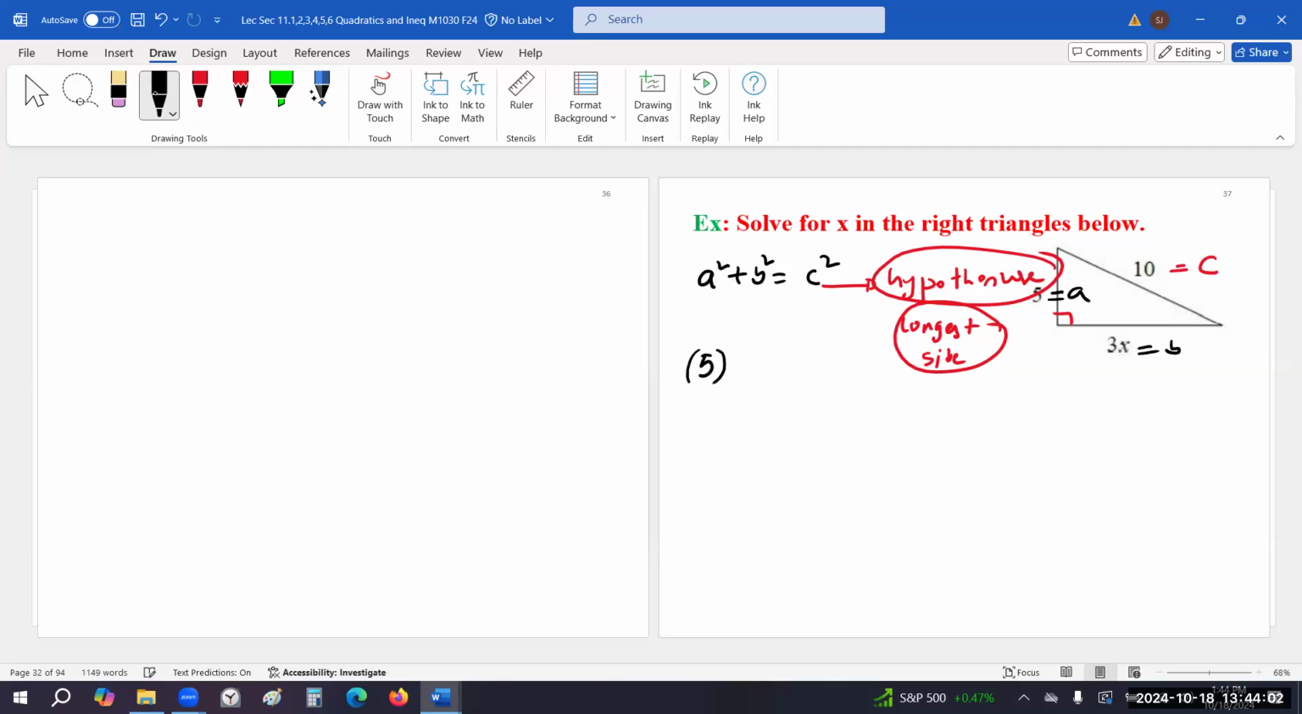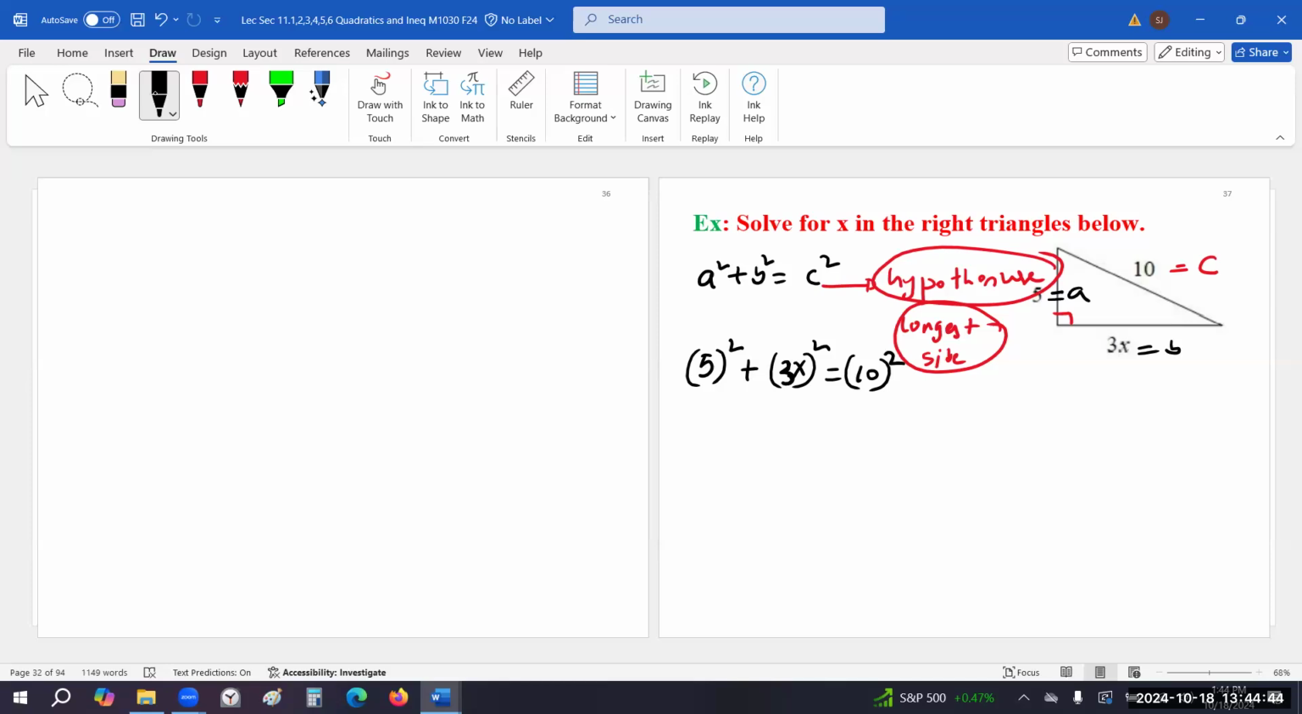So we have 5 squared plus 3x squared equals 10 squared. A squared plus B squared equals C squared. And observe, I actually use parentheses to replace all the x's, all the variables. 5 with the parentheses squared, this is the parentheses squared, this is the parentheses squared. So where did you get 3x? In that triangle. My bad, 3x.